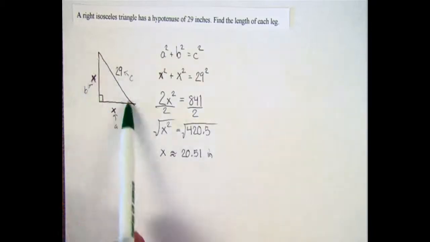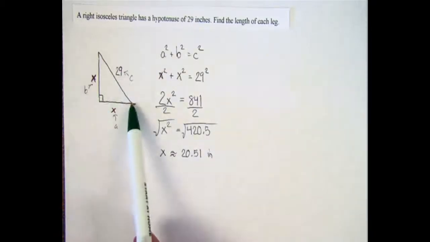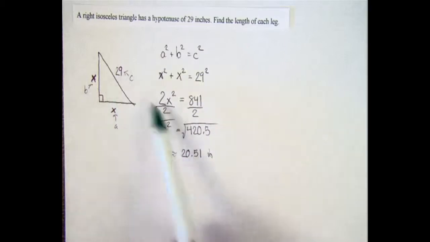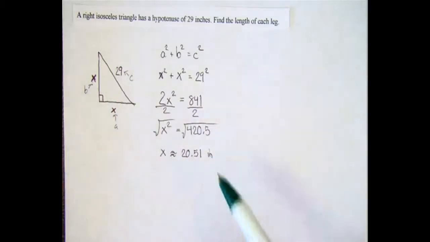And we can stop and see if this makes sense. We know the hypotenuse is the longest side of the triangle, so whatever number we get here should be less than 29, and it is, so that gives us some confidence that this should be the right answer.